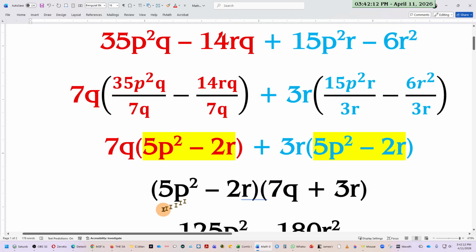And that will become the first bracket. So we just mirror this, we bring this out, and then whatever's left over goes into the second bracket. So this is 7q plus 3r, and that's that.